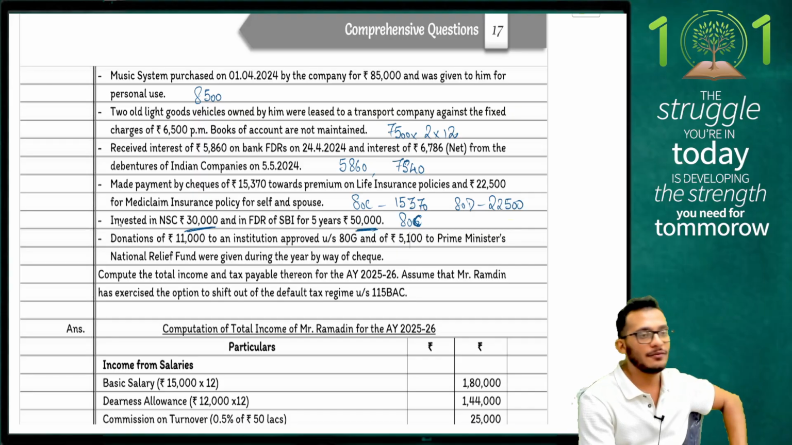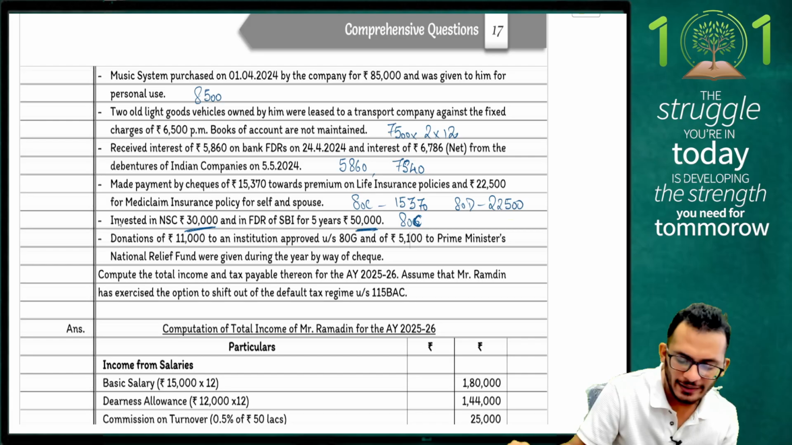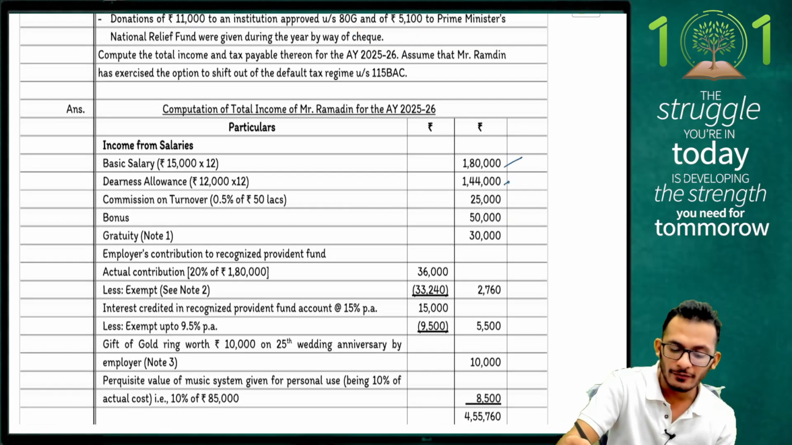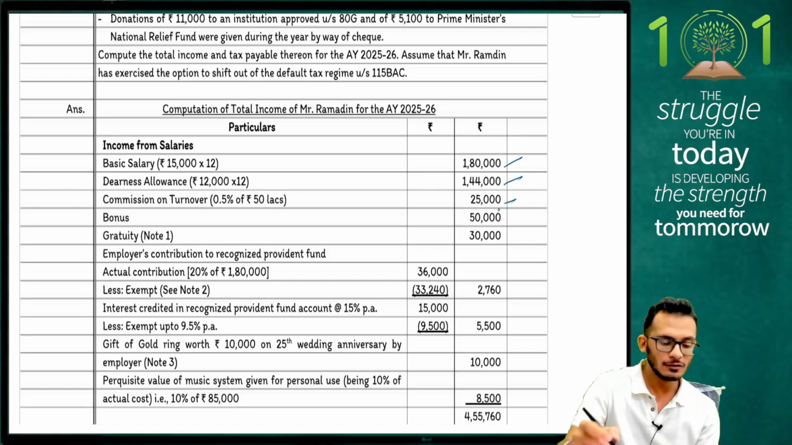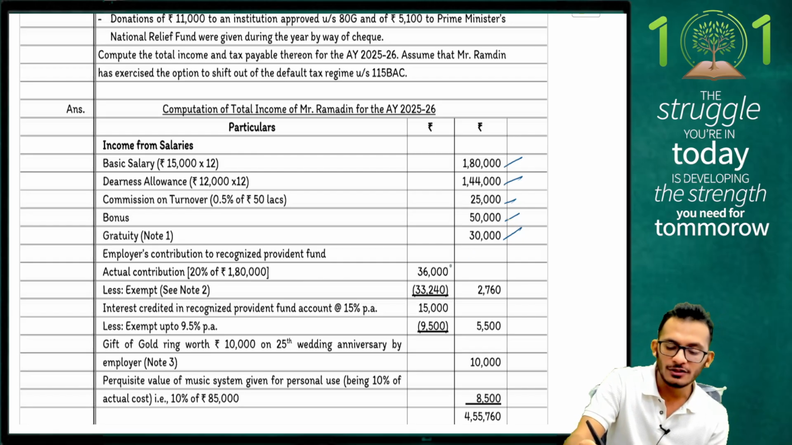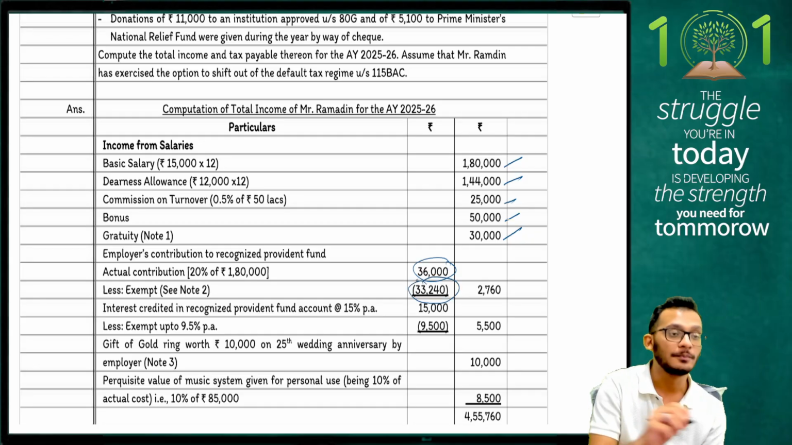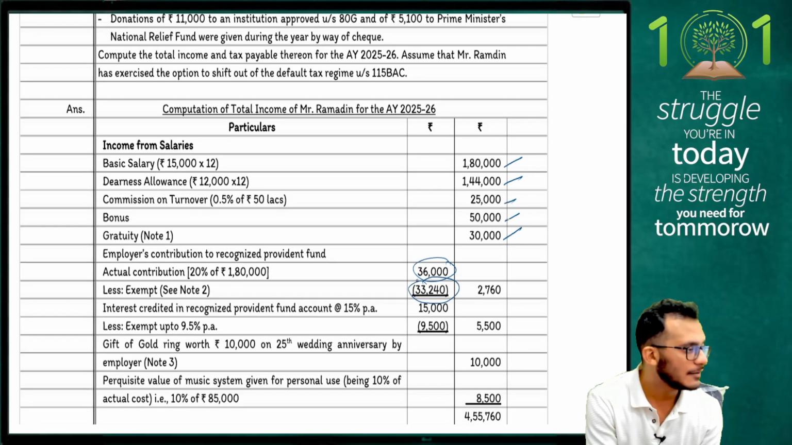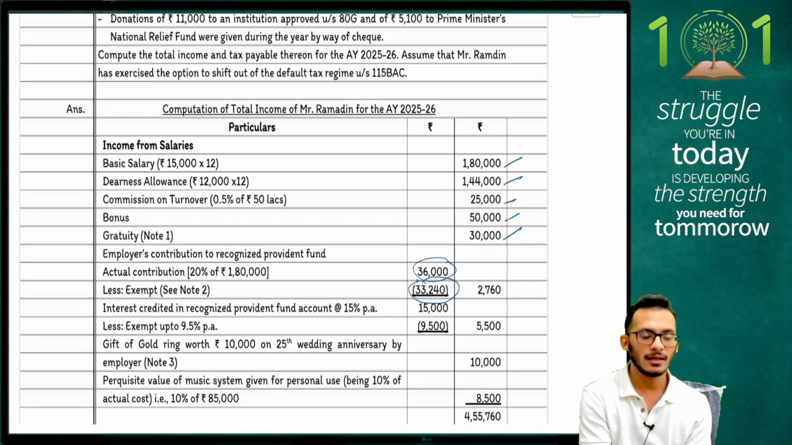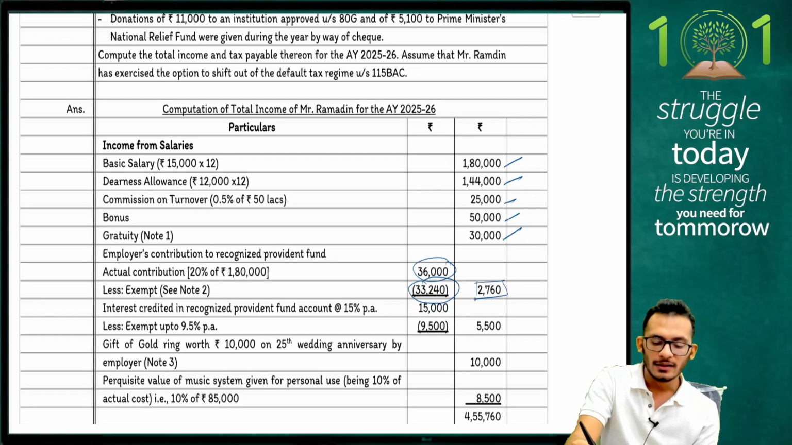If you're not opting for 115BAC, yes. So what and all is there? I have a basic salary fully taxable, DA fully taxable, commission 25,000, bonus becoming fully taxable, gratuity fully taxable because received during employment. Employees contribution, what did I do? 20% of basic salary, removed 12% of basic plus DA forming part plus turnover commission. I got the answer as 2760.